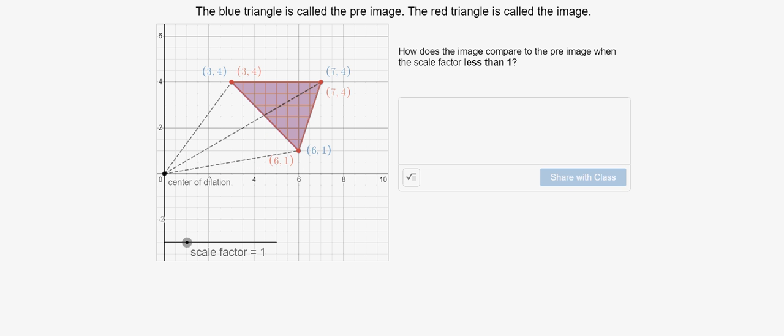Again, the blue triangle is called the pre-image, and the red triangle is called the image. How does the image compare to the pre-image when the scale factor is less than 1? So again, here we have our triangles. The red is stacked on top of the blue because the scale factor is equal to 1. Again, the triangles are congruent. If we make the scale factor less than 1, notice the blue triangle, the pre-image, the original triangle, and the new triangle, the red triangle, that's your image. If your scale factor is less than 1, it gets smaller. Same shape, same orientation, different size. So again, it's shrinking, it's getting smaller.